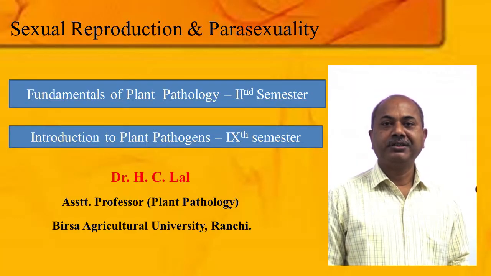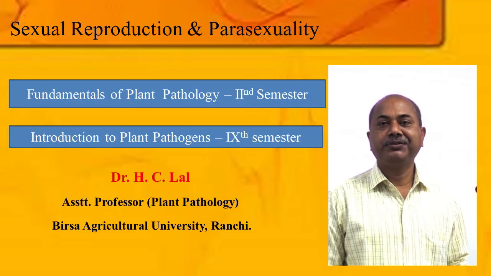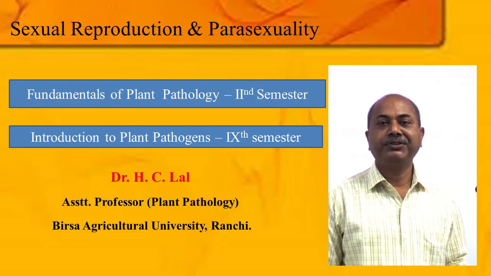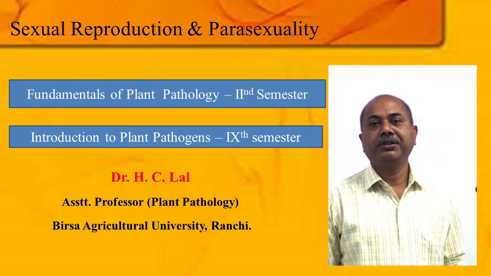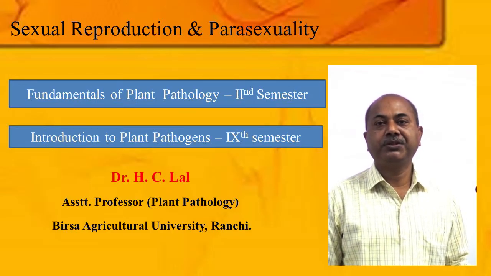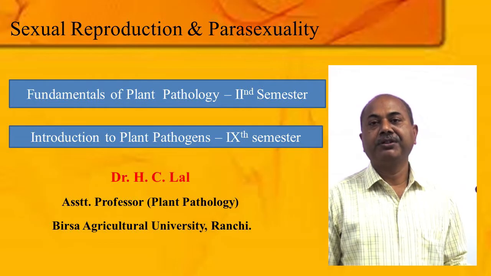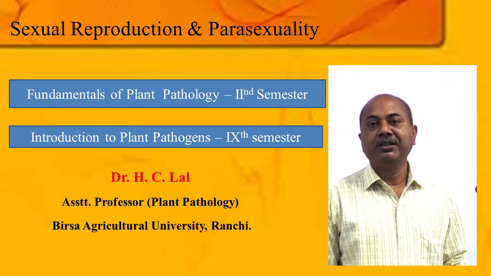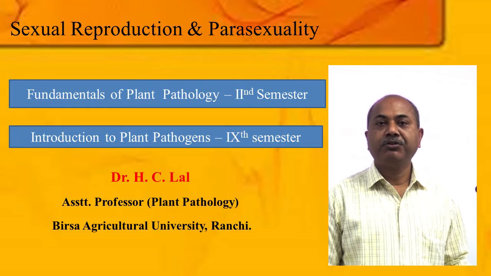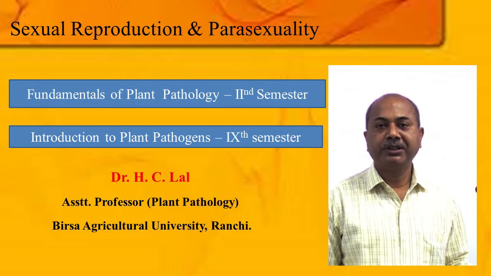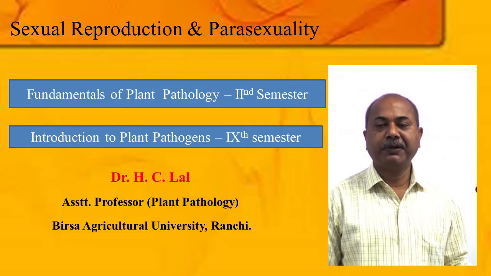Okay. Dear students, in previous lectures we discussed the somatic structures and asexual reproduction in fungi. In asexual reproduction we discussed that fungi reproduce by asexual means like conidiophores, conidia, conidiospores, chlamydospores, then fragmentation of hyphae, then budding. We discussed all these methods earlier. Now today we will discuss sexual reproduction in fungi and other methods of reproduction, that is parasexuality in fungi.